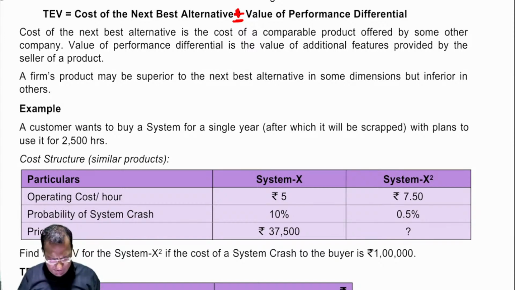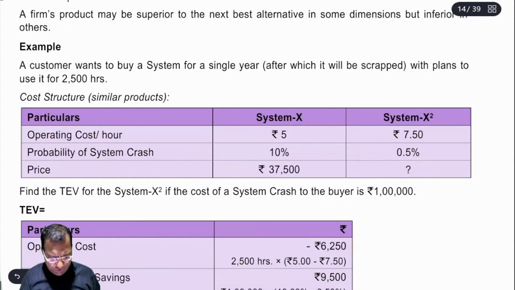Chalo beta, so I think you have completed this one. A very simple point. The customer will use it for 2500 hours. This is our company product X2, and this is the competitor product. Our negative point is that our operating cost per hour is higher compared to our competitor product. The customer will incur ₹7.5 per hour for operating our product, while the customer will incur ₹5 for operating our competitor product. But the advantage we have is a probability of just 0.5% of system crash, while the competitor has a probability of 10% of system crash. And whenever the system crashes, it will cost the customer 1 lakh rupees.